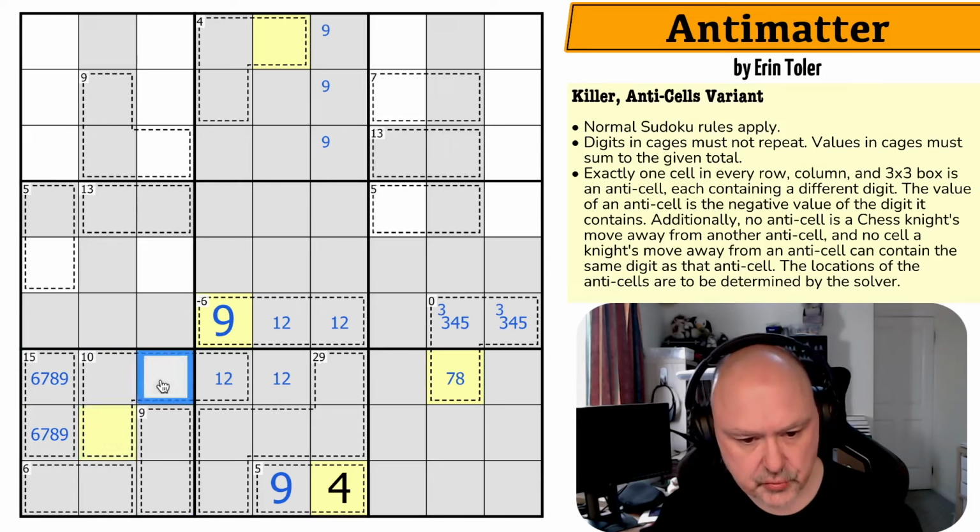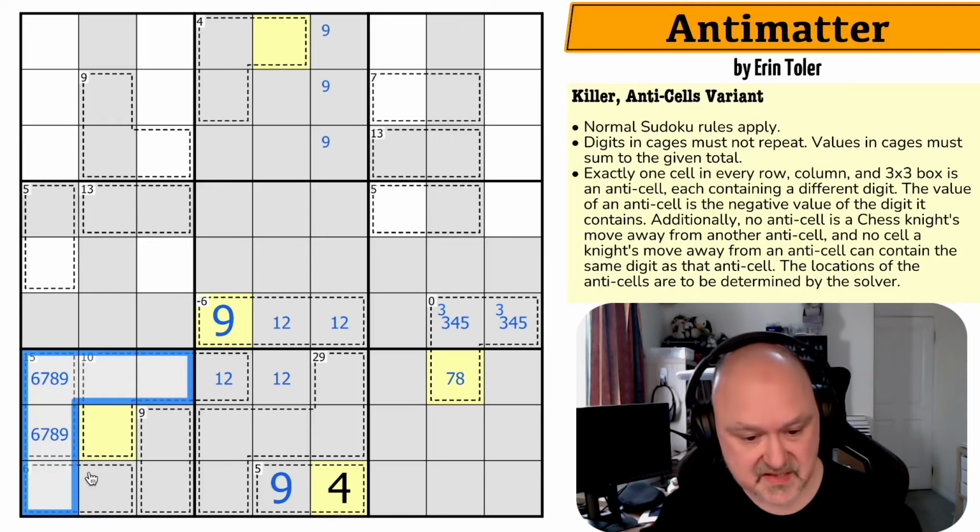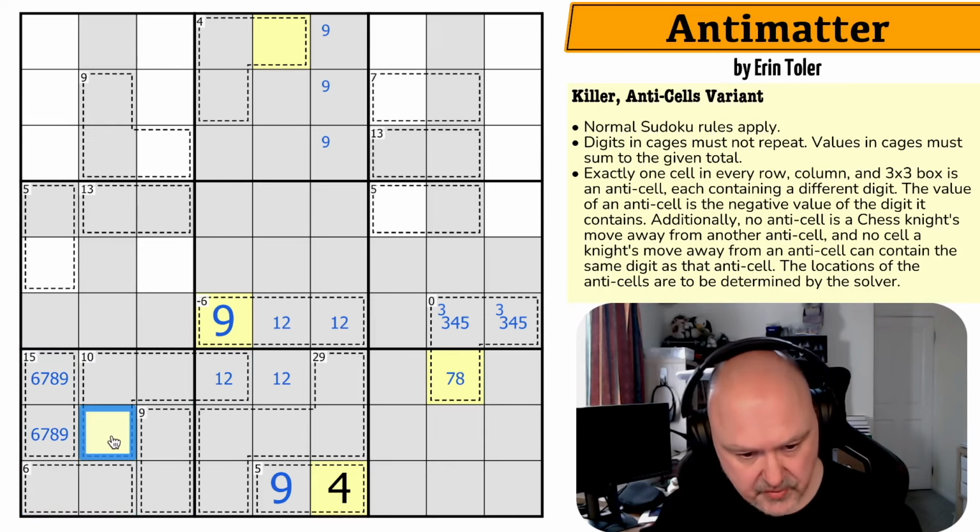If this is a 2, this box sums to 41, and that doesn't work because these sum to 40 total. If this is a 3, these are 39, and that could be a 1. This could be a 3.